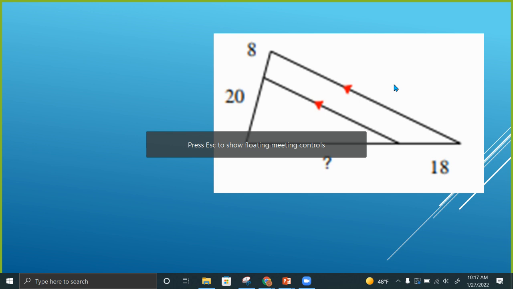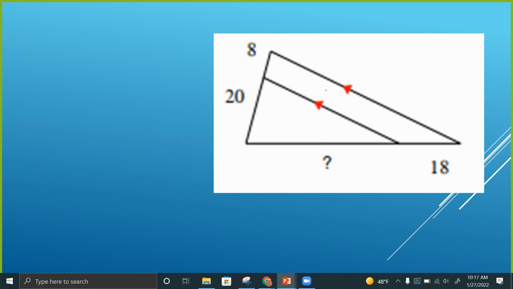So this should look familiar to what we did yesterday. I'm going to start by calling our question mark x because we're going to be solving for that side right here. And it's usually better to use a variable than a question mark. It can just get a little weird. So how do we solve this problem using proportions?